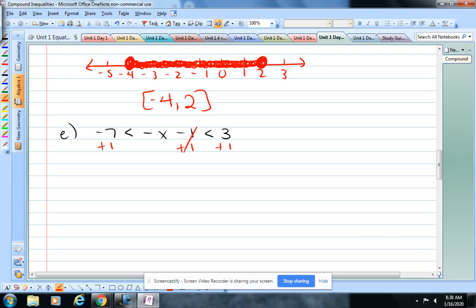So what's negative 7 plus 1? Negative 6 is less than negative x is less than what number? 4. Now what do I need to do to get x by itself? Okay, we're doing inequalities and we're dividing by a negative, so we're going to have to do what? Flip our signs. I'm going to go ahead and do that and put my x in the middle. And let's divide those numbers. What's negative 6 divided by negative 1? Positive 6. And what is 4 divided by negative 1? Negative 4. Do we see a problem?